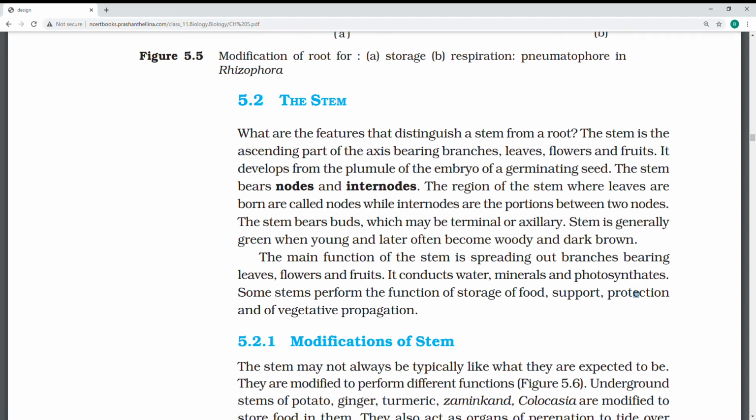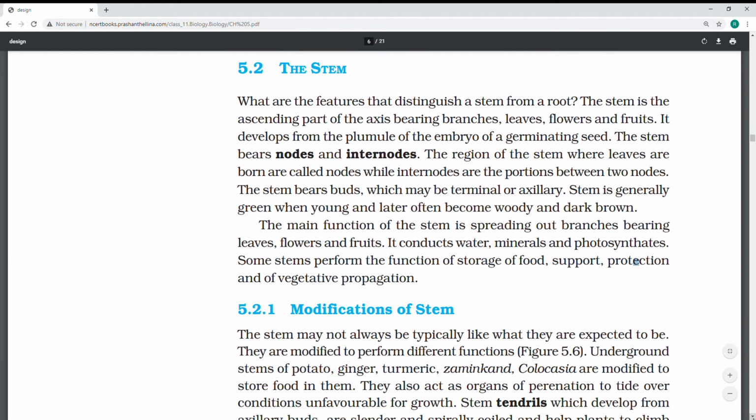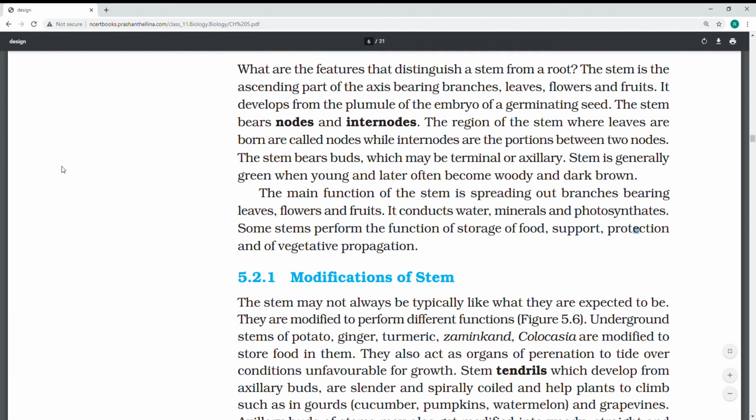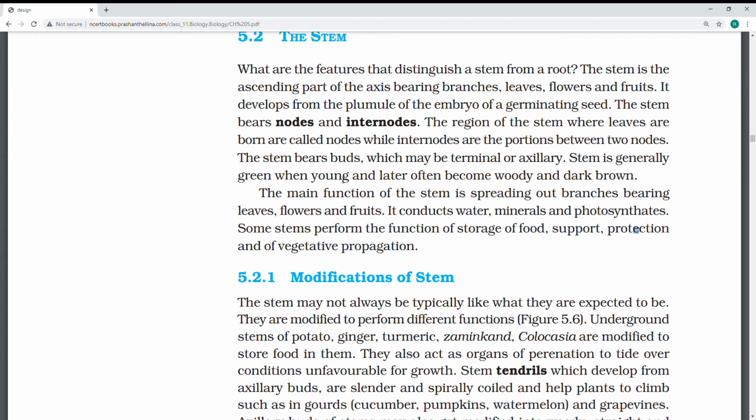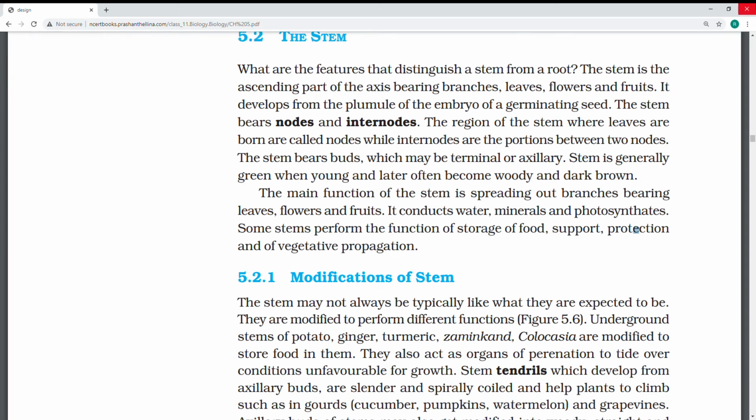As I have discussed in the last class, root, the next part is stem. Stem, what you are seeing outside, which is the long one. So, what it contains mainly nodes and internodes at the places. So, the stem is the aerial part of the plant body, which contains the stem, branches, leaves, flowers and fruits.